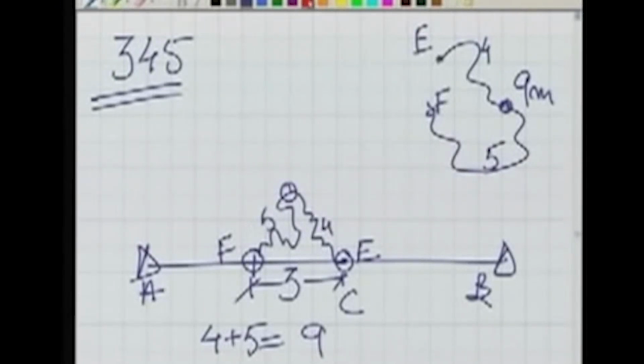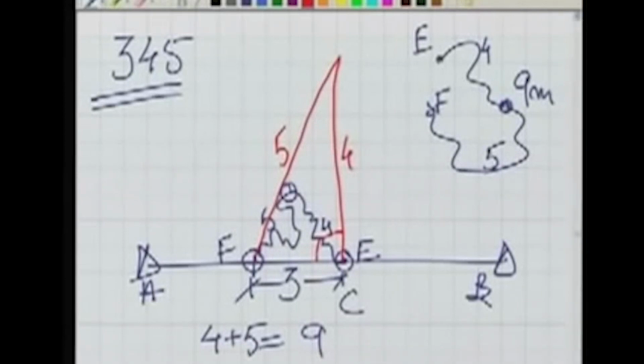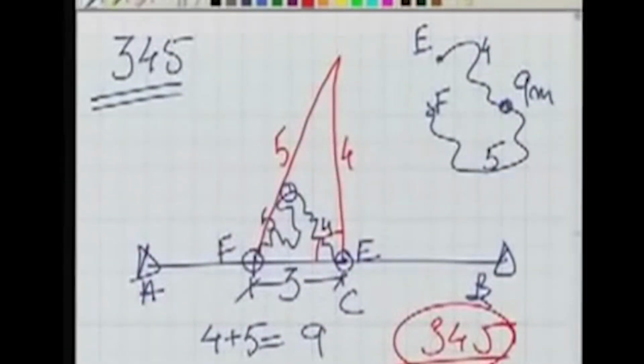Once you pull your tape, it will be pulled in such a way that if this is 5, this is 4, you know by Pythagoras that this should be a 90 degrees angle. So what we have done, just by using the tape, we have been able to erect a perpendicular at point C. Not only 3, 4, 5, but any set of values which satisfy the Pythagoras theorem, you can make use of those values. So this was about perpendiculars.